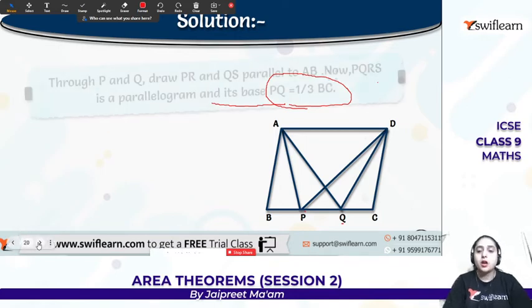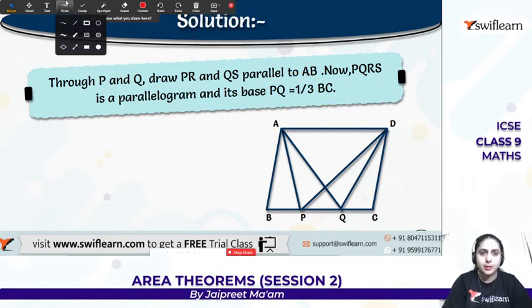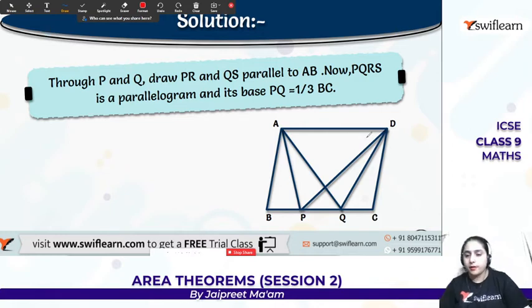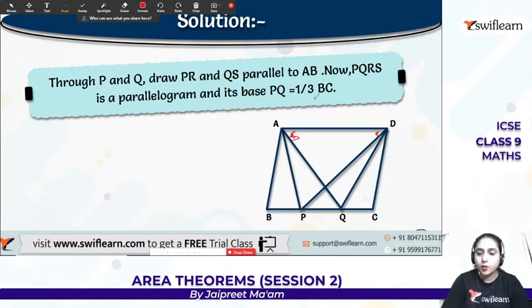We have drawn the lines PR and QS. Okay, so we can name it like this, PR, so it will be like this, PR and QS. So we'll put S over here. So PQ is equal to 1/3 of BC.